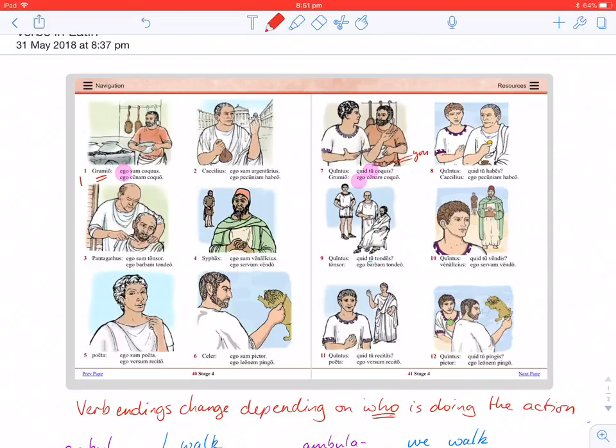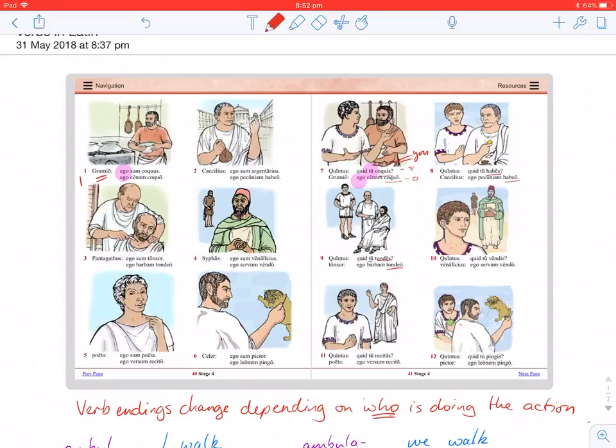Now, the word coquis or coquo is what we call the verb or the action word of the sentence. Notice how, although it's the same word, there's a different ending. When Quintus says quid tu coquis, there's an S on the end. And when Grumio says ego cenam coquo, there's an O on the end. In the other sentences, we have the same thing. So, in sentence 8, quid tu habes, ego pecuniam habeo, quid tu tondes, ego barbam tondeo, etc.